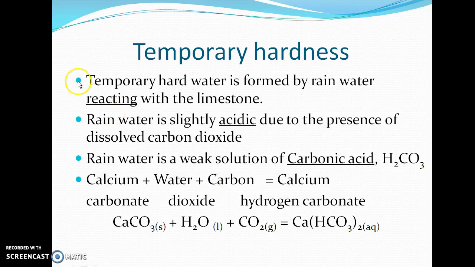We discussed the temporary hardness. Temporary hard water is formed by rainwater reacting with the limestone, and the rainwater is slightly acidic due to the presence of dissolved carbon dioxide. Rainwater is a weak solution of carbonic acid that reacts with the calcium carbonate and water and carbon dioxide. It shows the formation of calcium hydrogen carbonate. It shows the reaction.